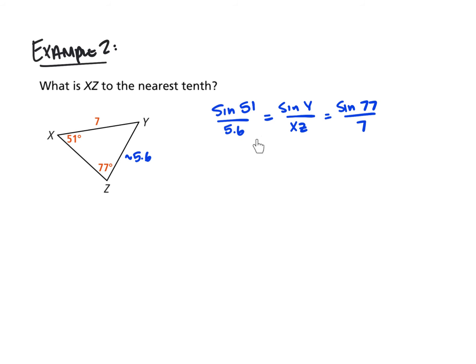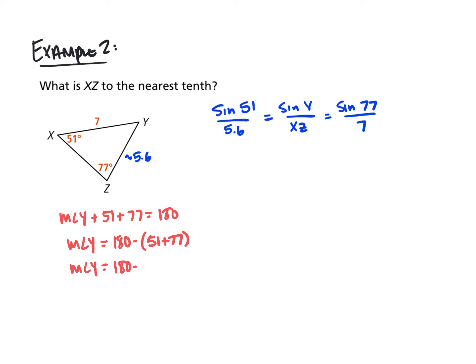Except if I remember that all three of these angles have to add up to 180, which means I should be able to actually find the measure of angle Y. So let's do that real quick. Over here I'm going to say that the measure of angle Y plus 51 plus 77 needs to equal 180. So the measure of angle Y is just 180 minus 51 and 77. So 51 plus 77 is 128. So the measure of angle Y is 180 minus 128, which is going to be 52. So now up here I can put a 52 for the measure of angle Y.